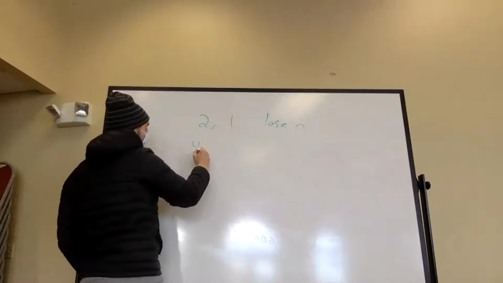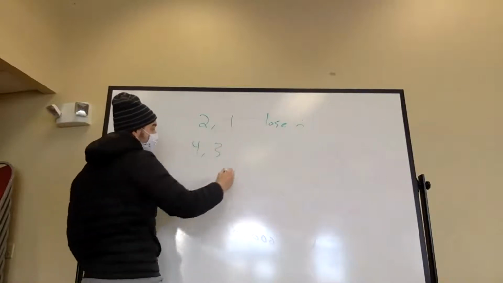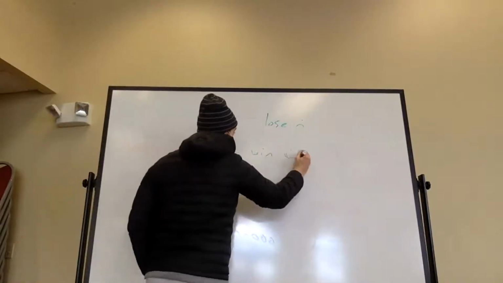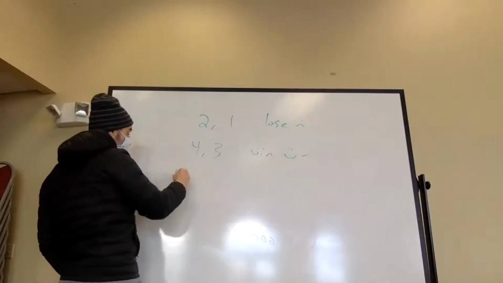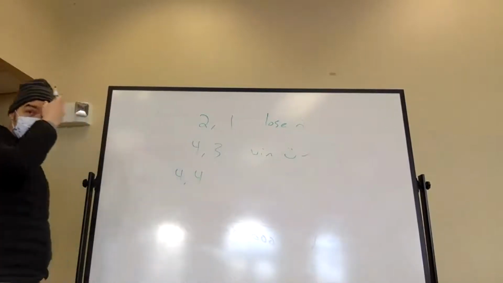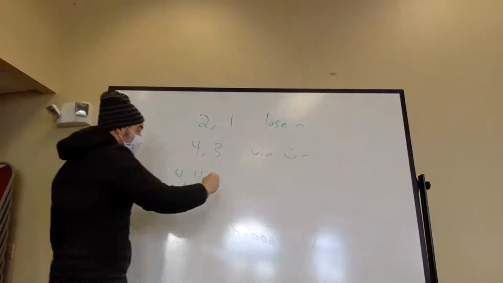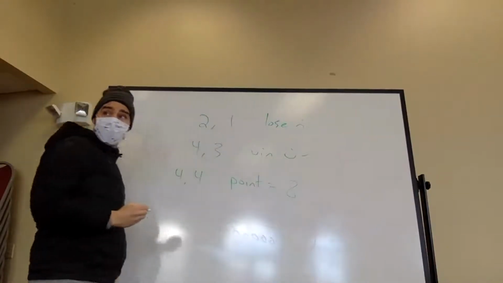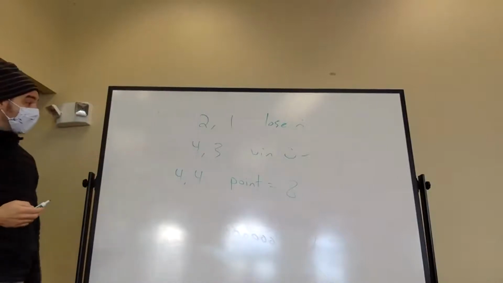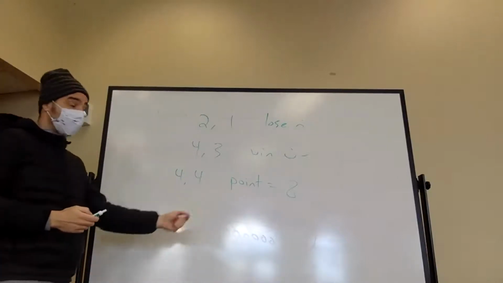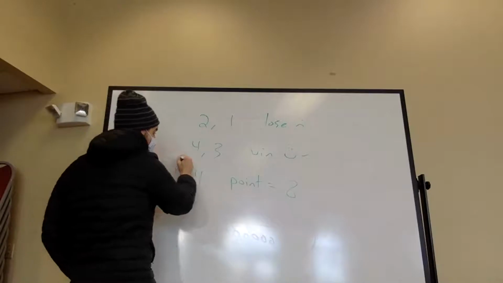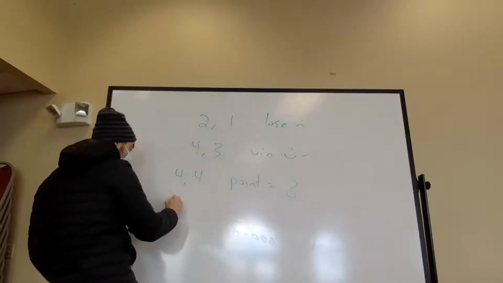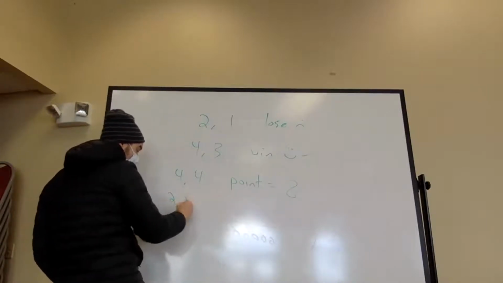What if you roll a 4, 3? You just win. That's nice. What if you roll a 4, 4? What happens to you? Okay, so that becomes the point. The point is 8. Now we record that 8, and now we roll again. Suppose our next roll is a 2, 2.